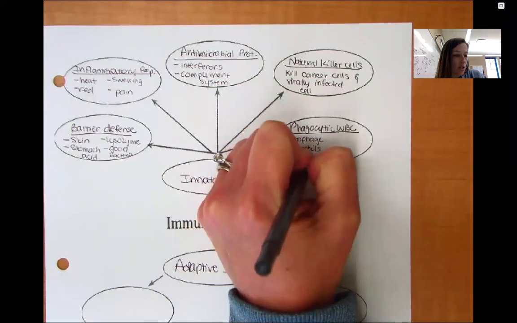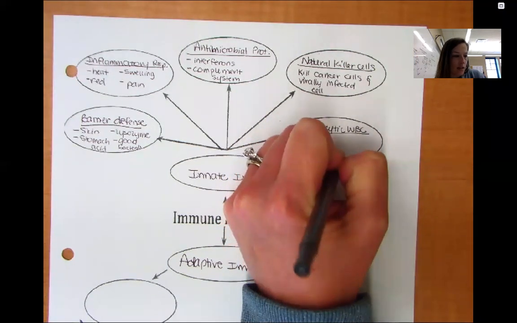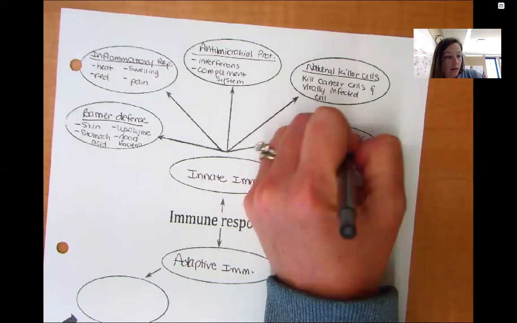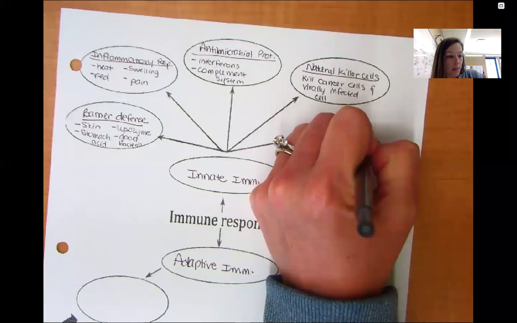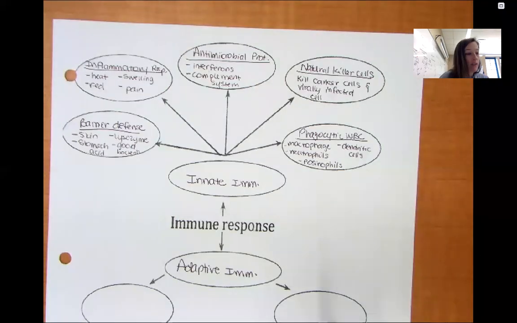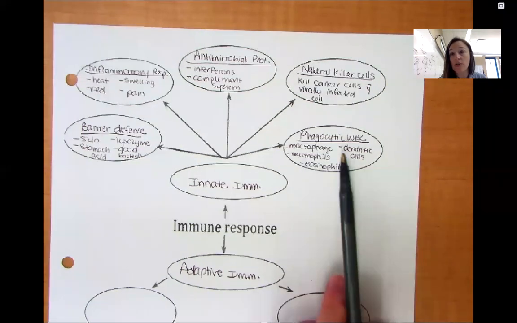Eosinophils, which tend to target parasites like malaria. That's what I always think of when I think of eosinophils. Your dendritic cells, which are also a part, or can be a part, of your adaptive response. But all of these are phagocytic, which means they're going to do phagocytosis, which is a type of endocytosis.